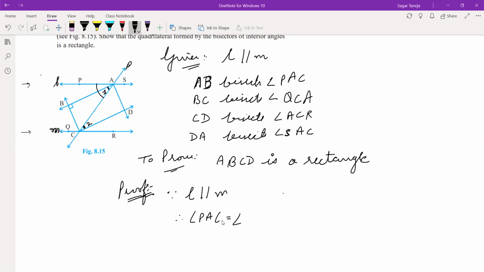Now, angle PAC is equal to angle ACR, alternate interior angles. See, these two are alternate interior angles because it is making Z. Yes, no? It is making here Z. That's why these are alternate interior angles. If these are alternate interior angles, we can say that half of this will also be equal to half of this.